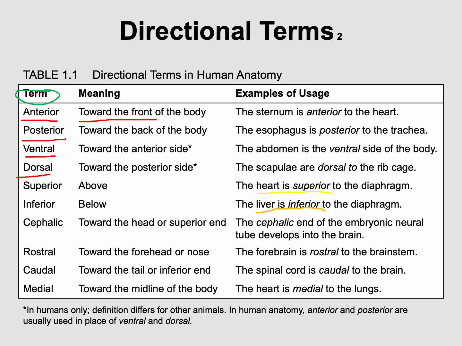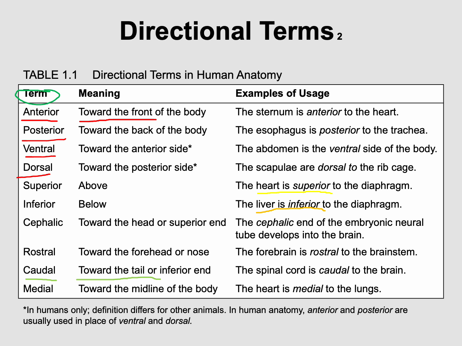Then next we've got caudal, which means toward the tail or the inferior end of the body. An example of that is the spinal cord is caudal to the brain. So the spinal cord is closer to the inferior end of the body than compared to the brain.